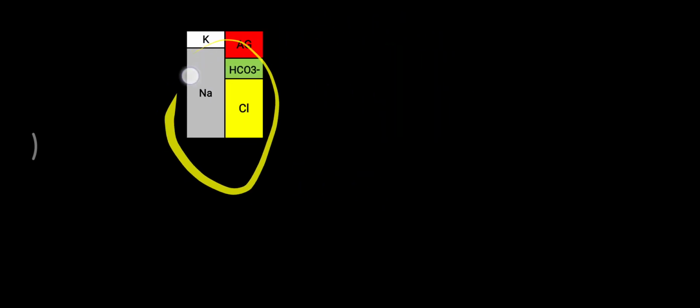So what is a Gamblegram? Simple, this picture is called a Gamblegram. It represents the normal values. Potassium, normal value 3.5 to 5 millimole per liter. Sodium, 135 to 145 millimole per liter. Bicarbonate, 22 to 26 millimole per liter. Chloride, 96 to 106 millimole per liter. And the anion gap normally is 10 to 14 millimole per liter.